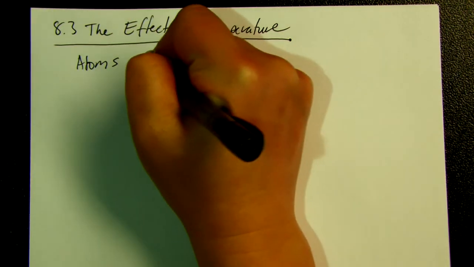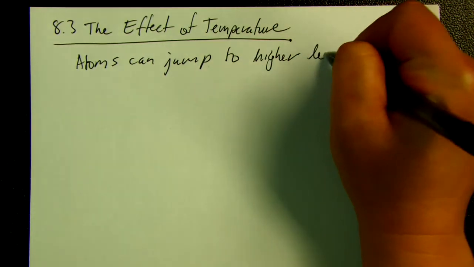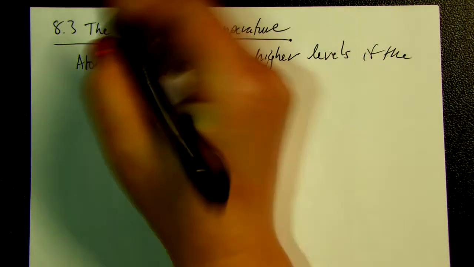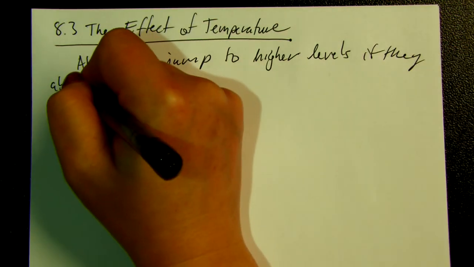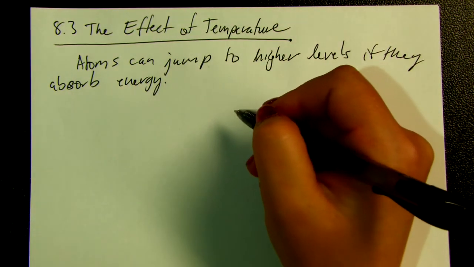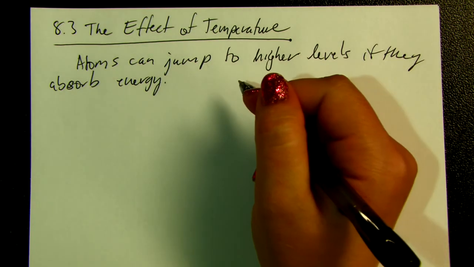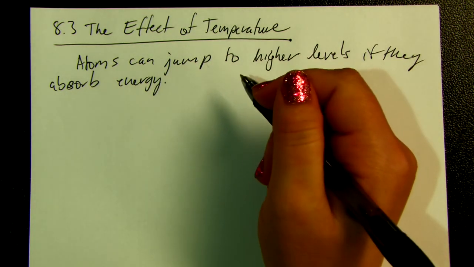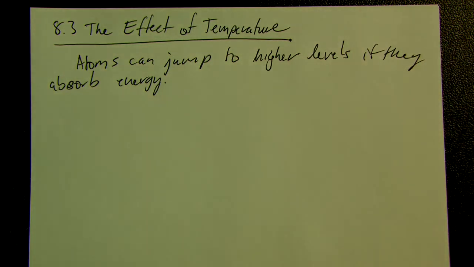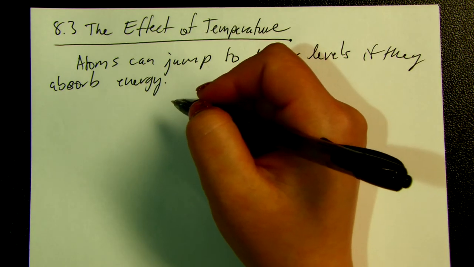All right, so we know that atoms can jump to higher levels if they absorb energy. So far we've talked about absorption from the kinetic energy of a particle crashing into it, which absorbs some of the kinetic energy and converts that into that transition, or also photon absorption. And then of course it emits a photon by dropping down. Now, what we haven't talked about yet is the impact of thermal energy.